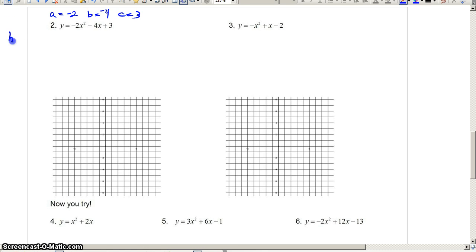So our vertex, h, like I said, is the opposite of b over 2a. Well, the opposite of -4, and down below we'll have 2 times -2. -4 is a 4. 2 times -2 is -4. 4 divided by -4 is -1. What does that tell us? Well, very importantly, we will build our table around the x value of -1.